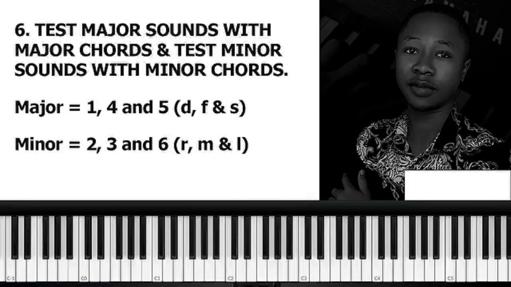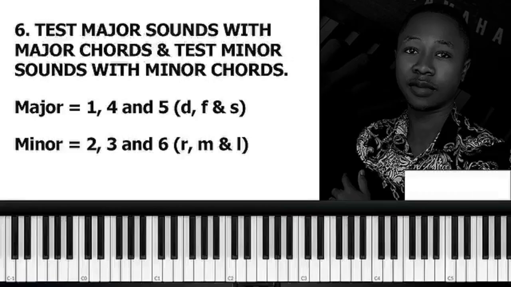So your major sounds are what? Happy, strong, bold. Test them with major chords. And what are the major chords we have? 1, 4, and 5. Do, fa, and so. If you identify that it's a minor sound, what do you do? You test it with your minor chords 2, 3, and 6, which are also re, mi, and la. So it makes your work easier, instead of testing one sound with 7 other sounds, which doesn't make sense.